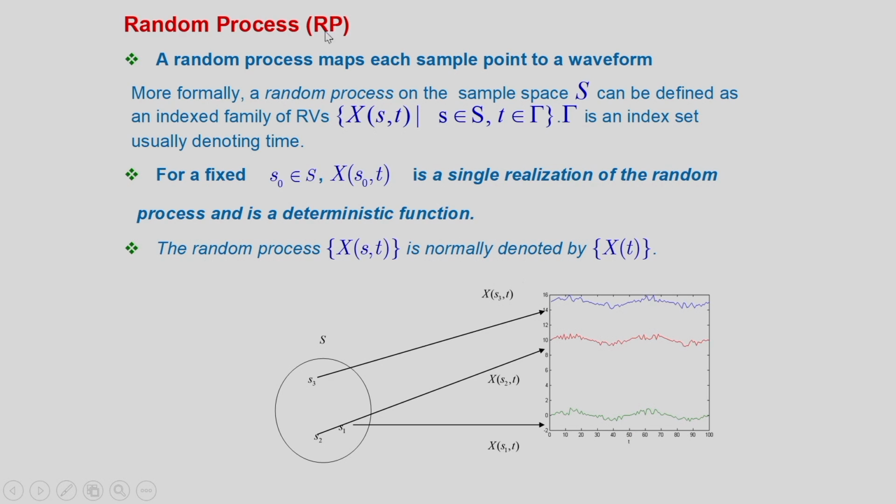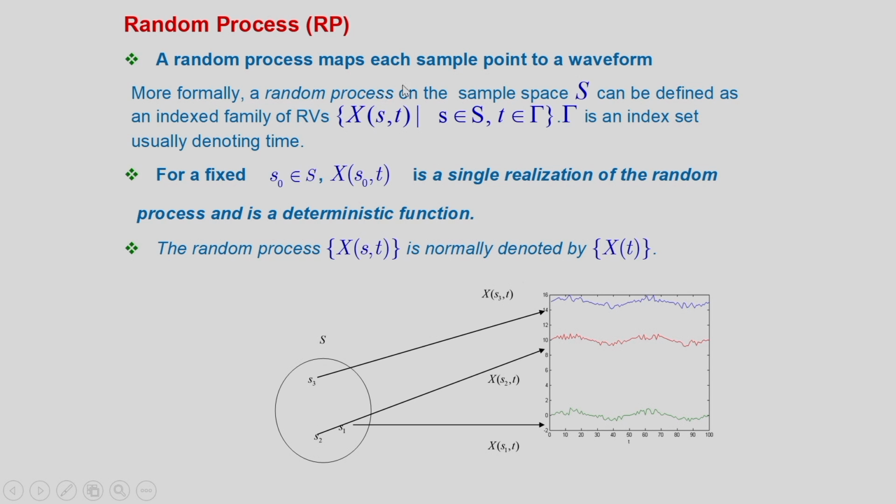Random process, we will abbreviate it as RP. A random process maps its sample point to a waveform, unlike a random variable which maps a sample point to a point on the real line. Here it will be mapped to a waveform like this. Suppose this sample point is mapped to this waveform. This is the time axis. So, there is a waveform varying with time, and one sample point will be mapped to one of the waveforms.